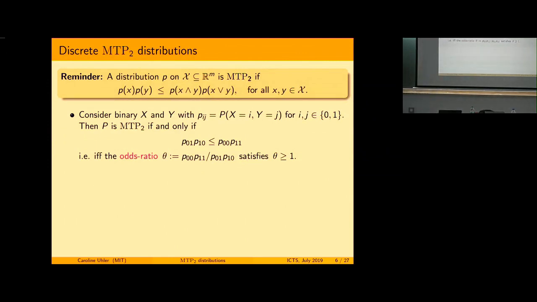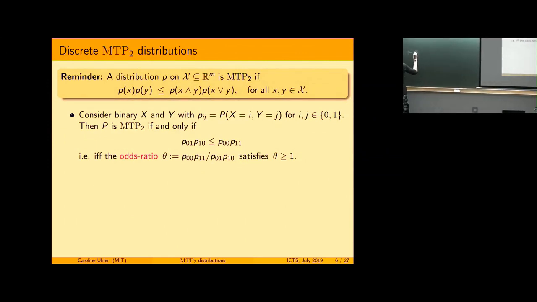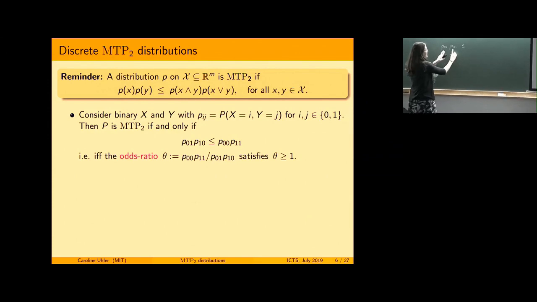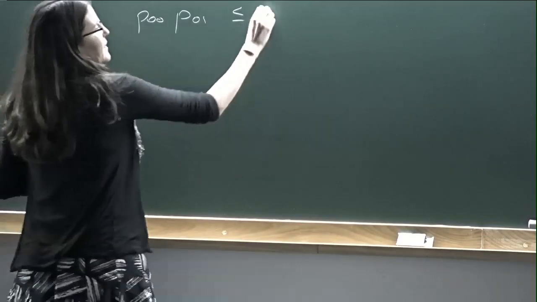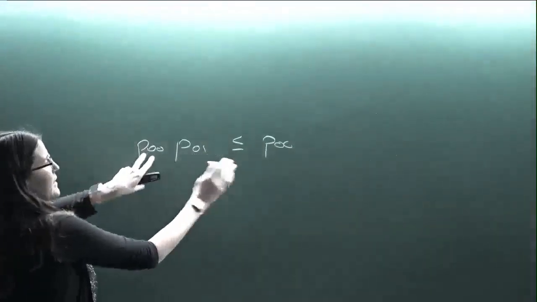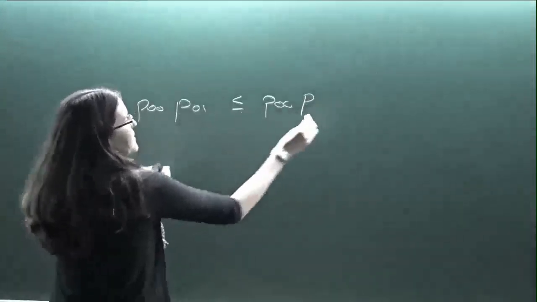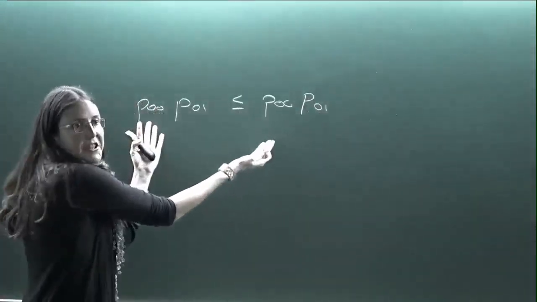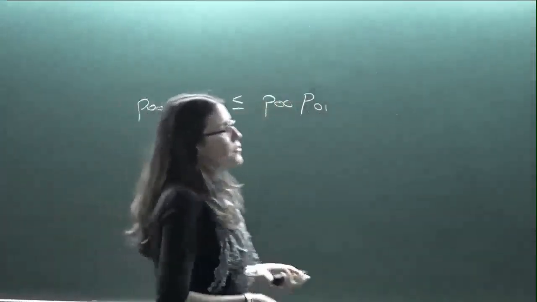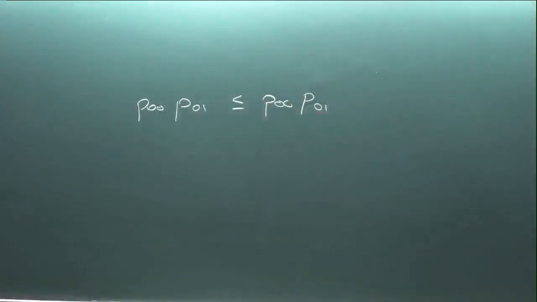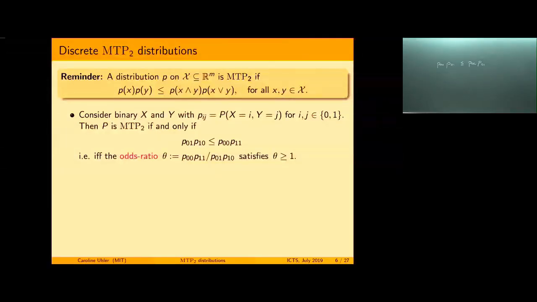If you take, for example, P00 times P01, I have to take the entry-wise min, which gives me 0,0 again, and the entry-wise max, which gives me 0,1. So this is a trivial inequality. If I get rid of all of the trivial inequalities, you'll see that there is only one left that is non-trivial. So that's what it means for a binary two-dimensional distribution to be MTP2, and this is what it means to be positively associated.